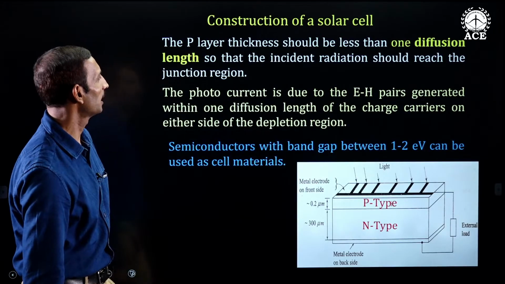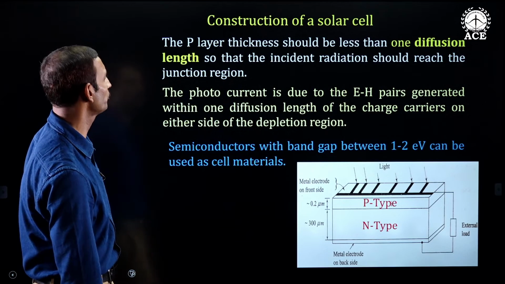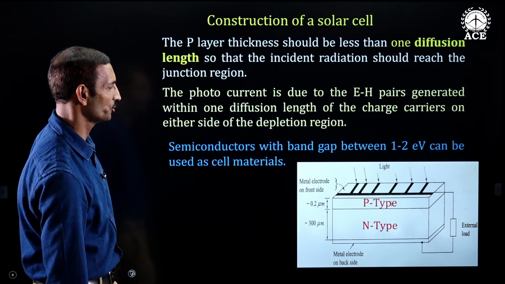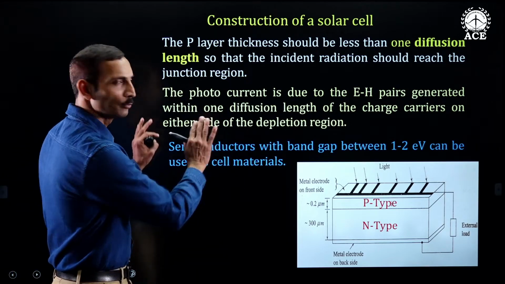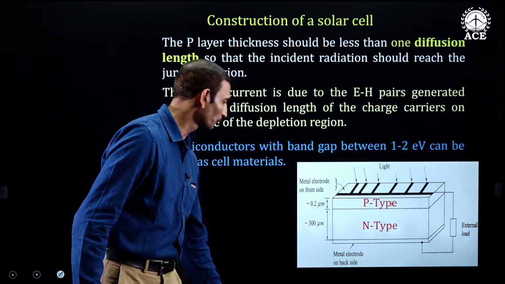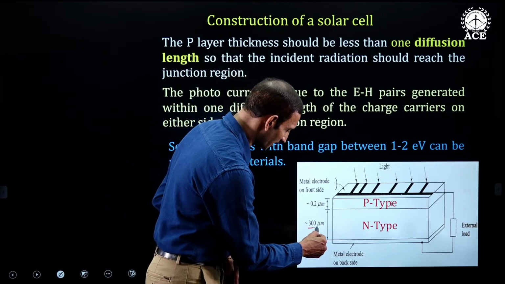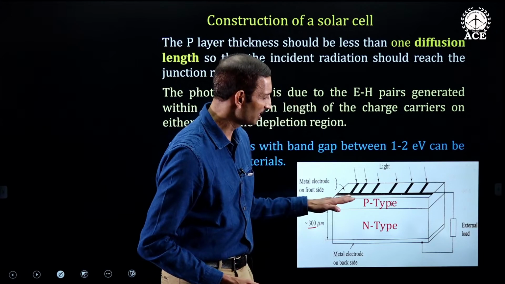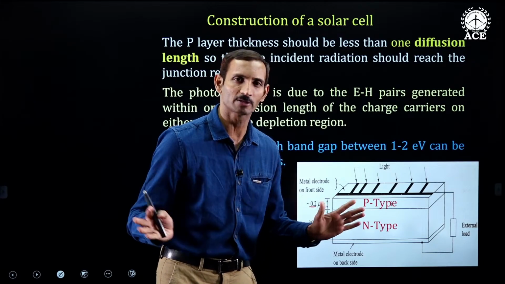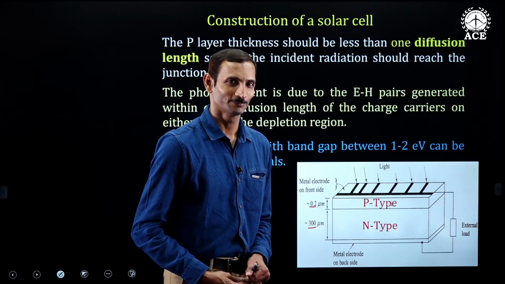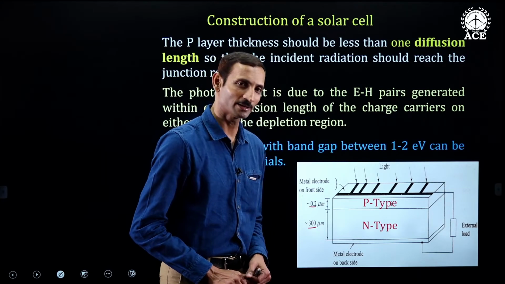Now, the P layer thickness should be less than one diffusion length, so that the incident radiation should reach the junction region. Right, so we'll go one by one, point by point. The first one is quite clear with these values. This is 300, this is 0.2. The P layer thickness is very much lesser than that of the N layer. Why? Why is it like that?